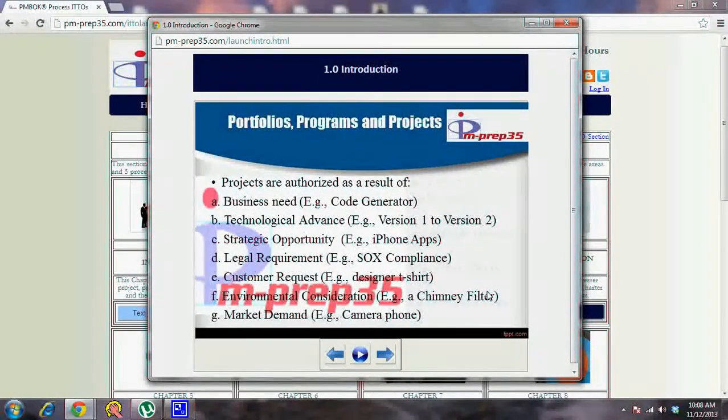Projects are authorized as a result of business need, technological advance, strategic opportunity, legal requirement, customer request, environmental consideration, market demand. So these are different categories wherein a project might come into the picture.